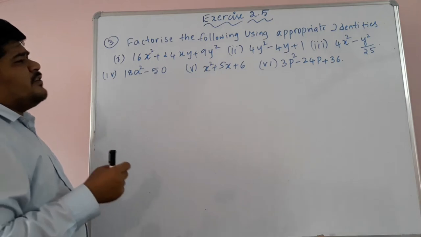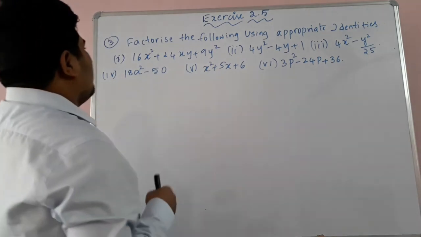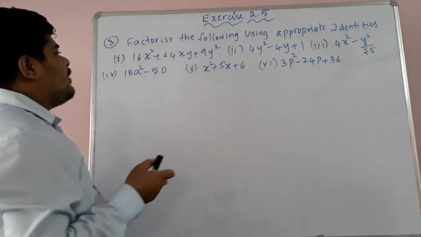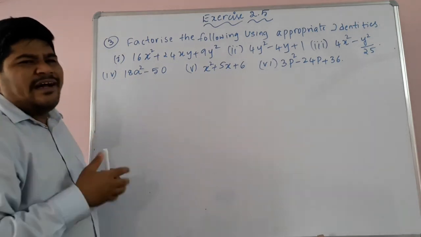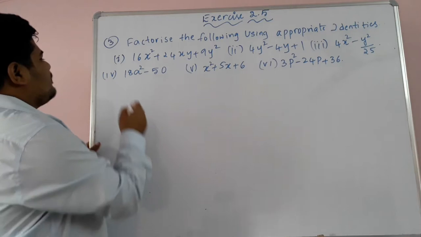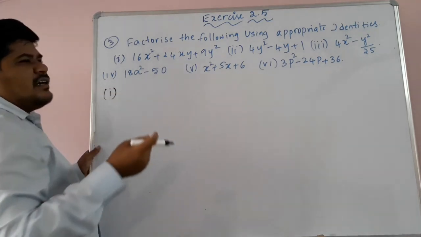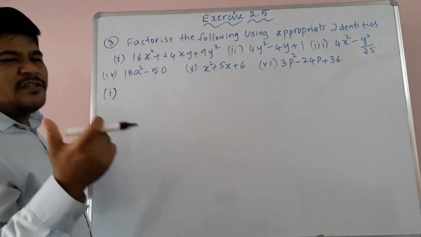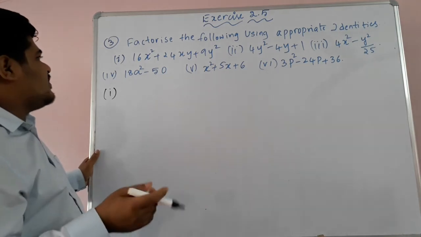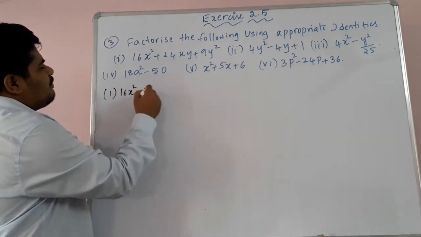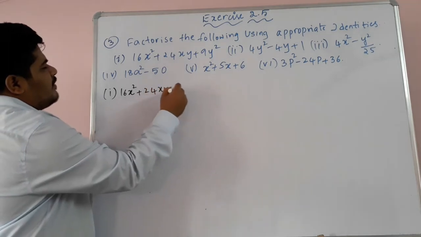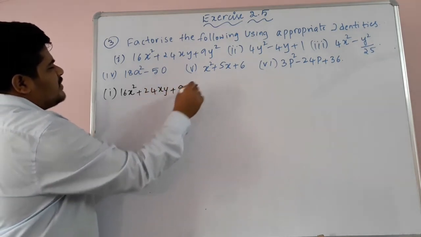Factorize the following using appropriate identities. The first problem is 16x square plus 24xy plus 9y square. So children, we have to use some identities to factorize the expressions. Factorizing means writing the expression with the help of its factors. So 16x square plus 24xy plus 9y square, you can write, children.